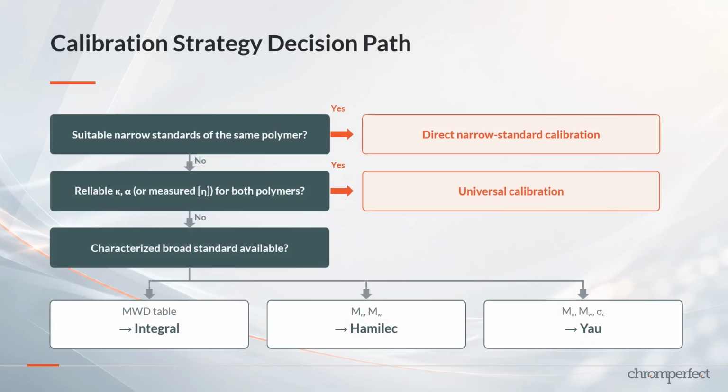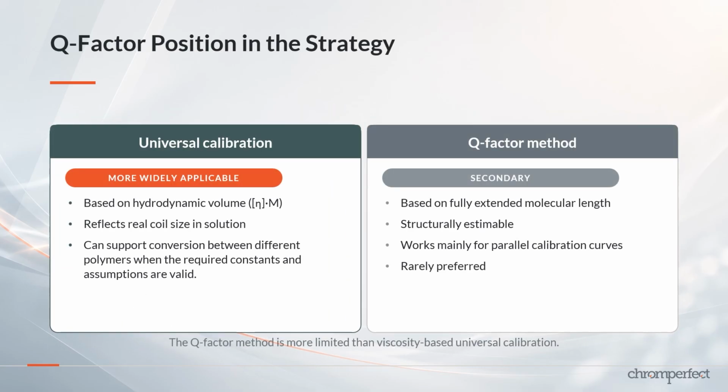Choosing an SEC calibration strategy. When suitable narrow standards of the same polymer type are available, direct narrow standard calibration is generally the clearest approach. When only standards of a chemically different polymer are available, universal calibration may provide an appropriate conversion if reliable Houwink constants or measured viscosities exist for both the standard and sample materials. The Q-factor method offers a structural correction, but has significant limitations and is now rarely preferred.